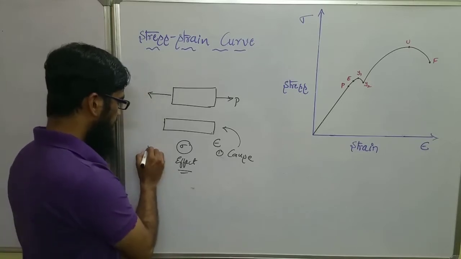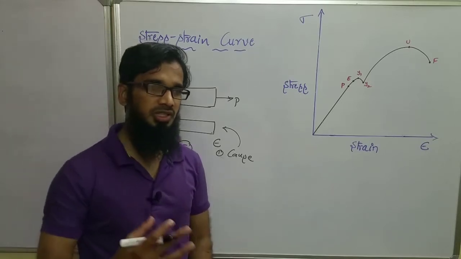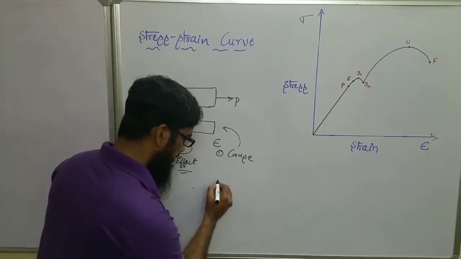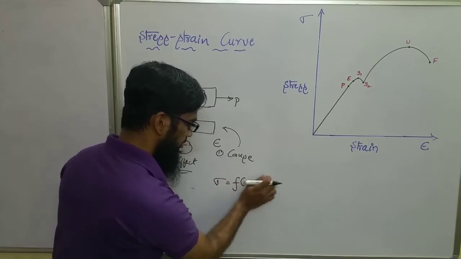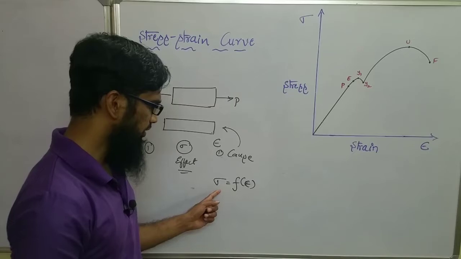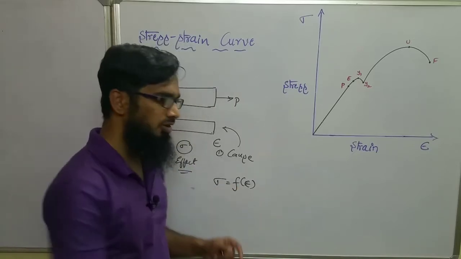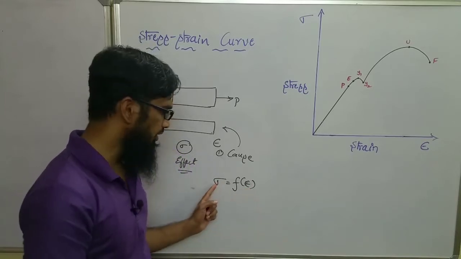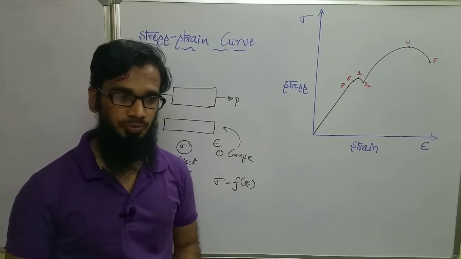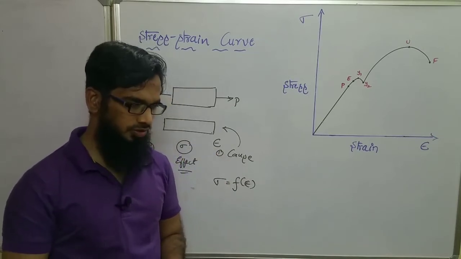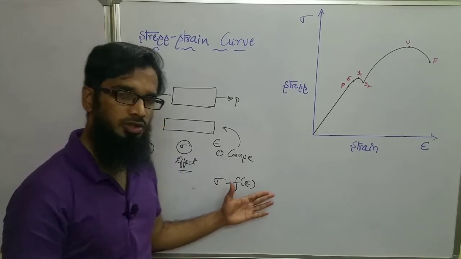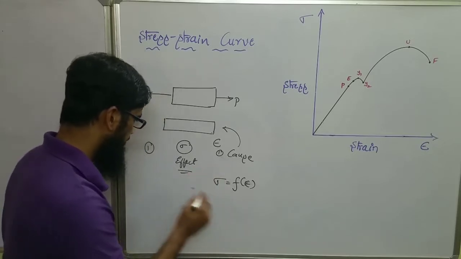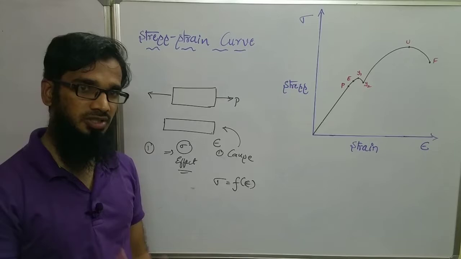Again, this is one way we can represent which is the cause and which is the effect. There is another way we can explain this. Sigma is a function of epsilon, which means the stress is a function of the strain, because strain is the independent one, but the stress is dependent on the epsilon, the strain. This is the first method to understand how stress and strain are related.